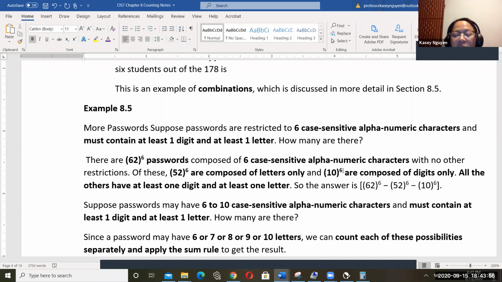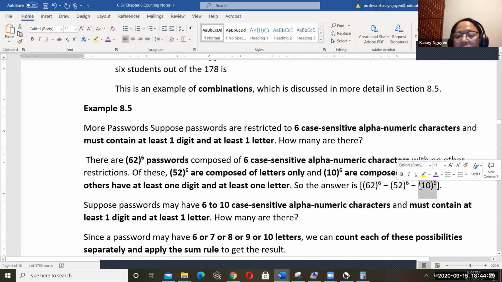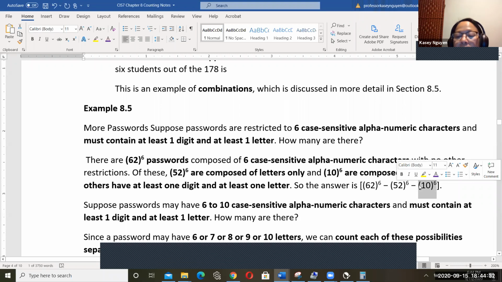So what do we need to do after this? Once we determine the total number of passwords that we can have with no restrictions, passwords with letters only, and passwords with digits only, then we take the value for passwords with no restriction, subtract the number of passwords with just letters, and subtract the passwords with only digits. That will give us the difference.